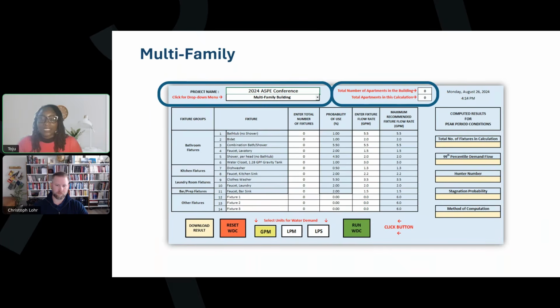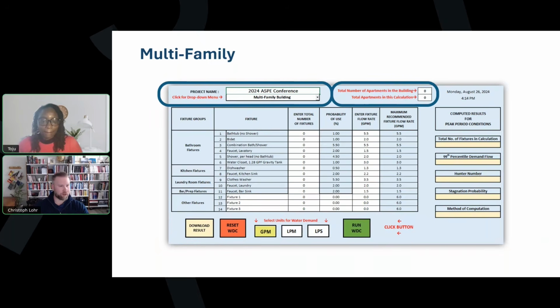If we were to use the single family p-values to estimate peak demand for multifamily buildings, we would be overestimating, and we've seen it in our results. So we added that fact into the calculator. So for a multifamily building, depending on the number of units in the building or the section you're calculating for, the probability of use changes. Christoph?